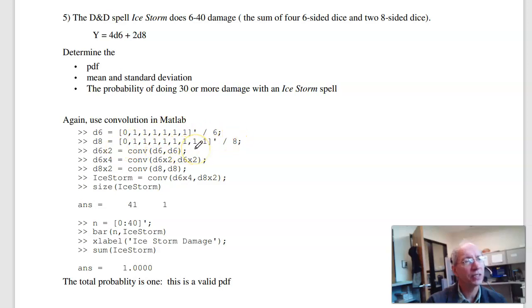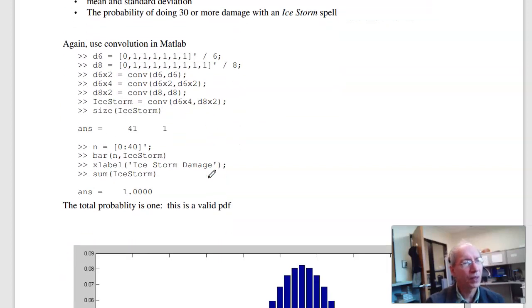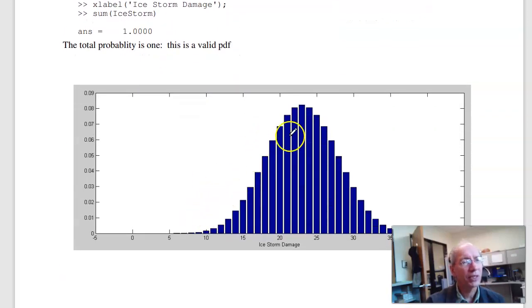Convolve them, I get 2d6. Convolve, I get 4d6. Convolve the d8s, I get 2d8. Convolve those together, I get 4d6 plus 2d8. Graphing them, here's what it looks like. Again, nice bell-shaped curve.